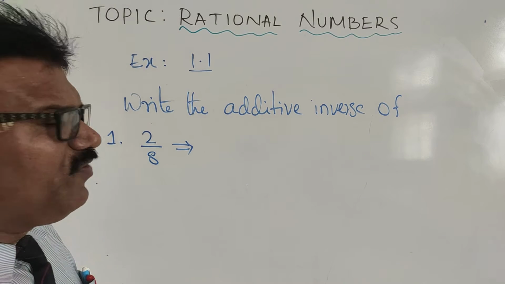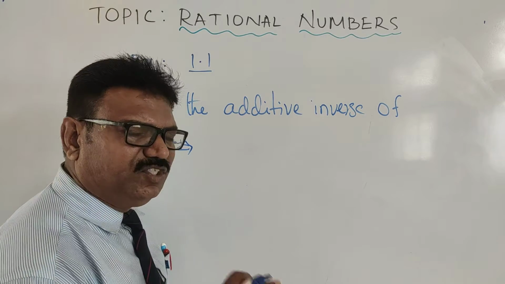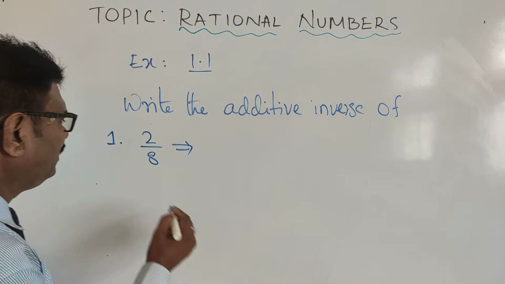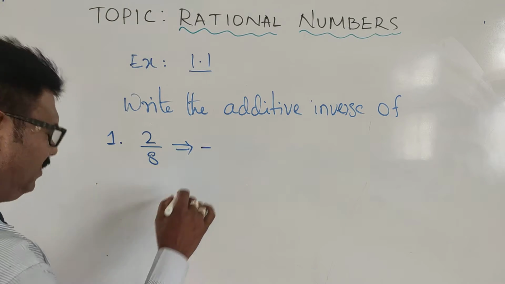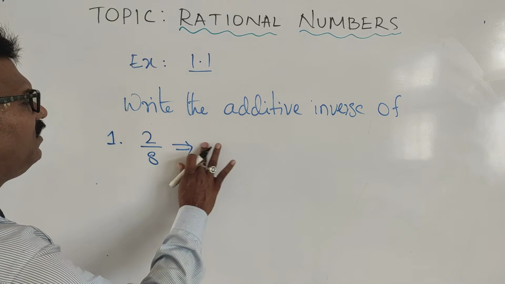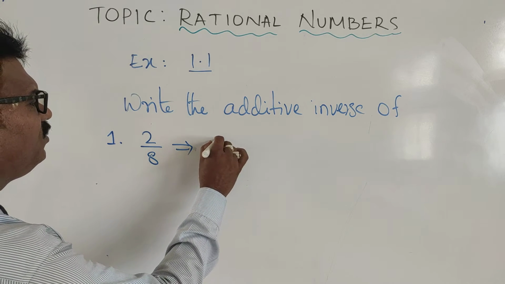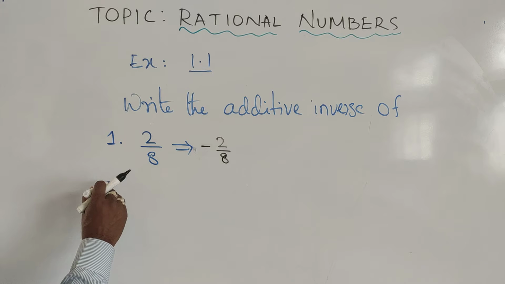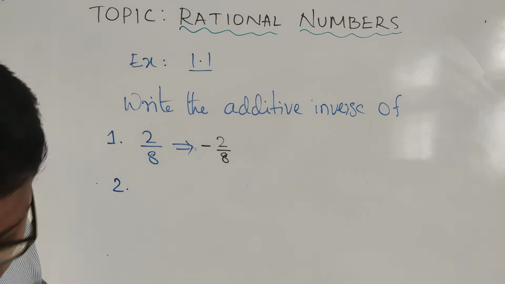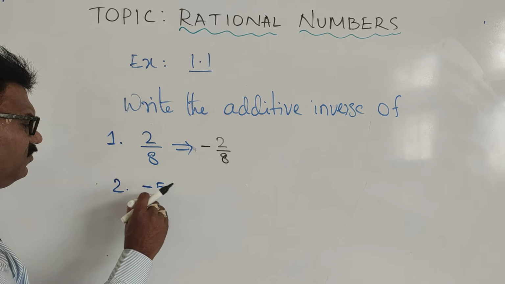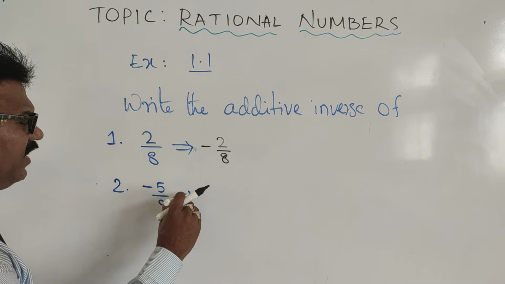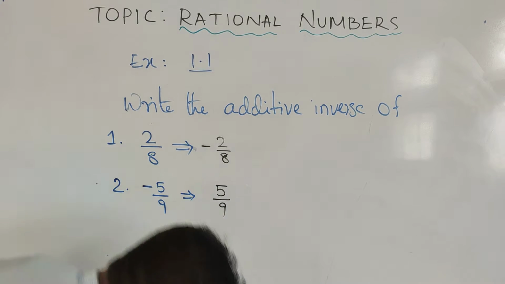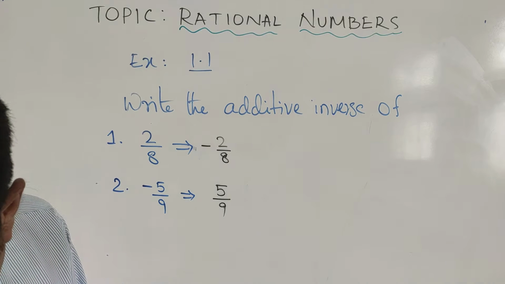I told you before, additive inverse means we should change the sign. If it is minus, we have to write plus. If it is plus, we have to write minus. That much only. Therefore, the additive inverse of this is minus 2 by 8. Second problem: minus 5 by 9. Therefore, the answer is 5 by 9, because minus is there, we just have to write a plus.